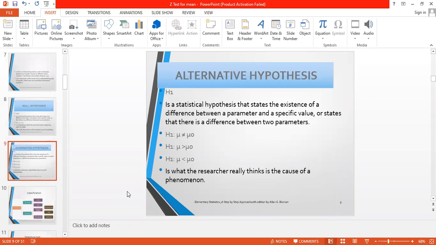Alternative hypothesis. It is a statistical hypothesis that states the existence of a difference between a parameter and a specific value, or states that there is a difference between two parameters. This is how we present our alternative hypothesis. It may be a right tail or left tail, or the value may be lesser or greater. It is what the researcher really thinks is the cause of the phenomenon.